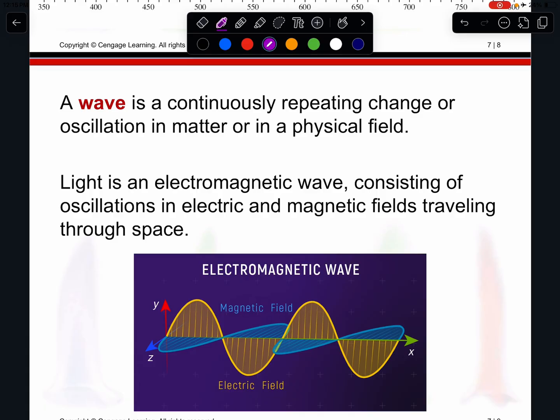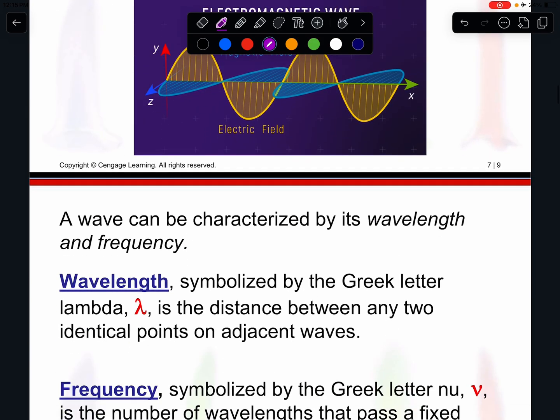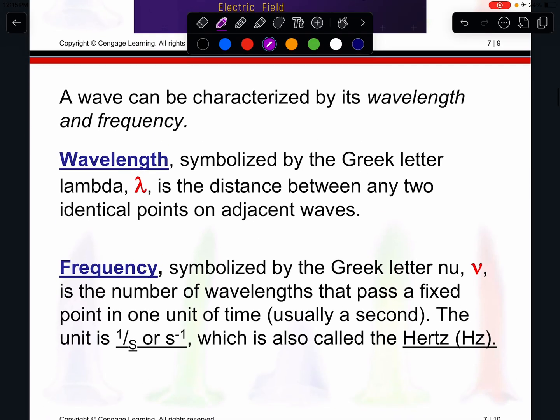Now, what is a wave? A wave is a continuously repeating change or oscillation in some sort of physical field. So we draw waves oftentimes like this, and so they have an x-axis and a y-axis, and if you take a physics class, you'll get a little bit more into this, but we just have to understand that light is a form of electromagnetic radiation, and it moves as a wave, so it oscillates as it travels through different fields in space.